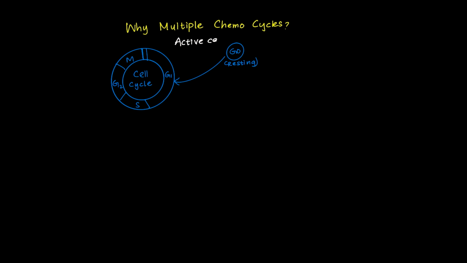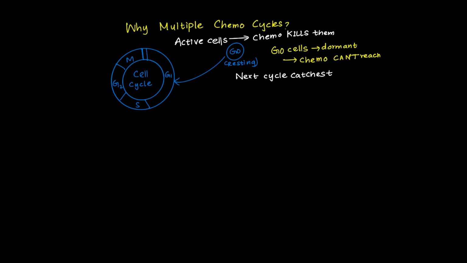But a chunk of cells are sitting in G0, doing absolutely nothing. They're dormant. They're not dividing, not synthesizing DNA, not doing any of the things chemo targets. So the drug passes right over them. But here's the thing. Those resting cells will eventually wake up and re-enter the cell cycle. When they do, the next round of chemo catches them. That's why you need multiple cycles.